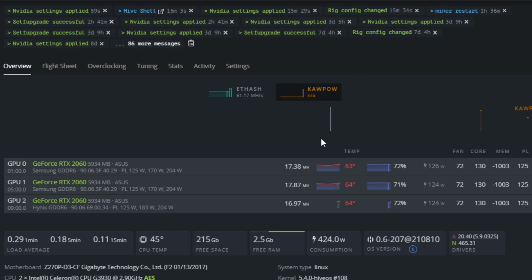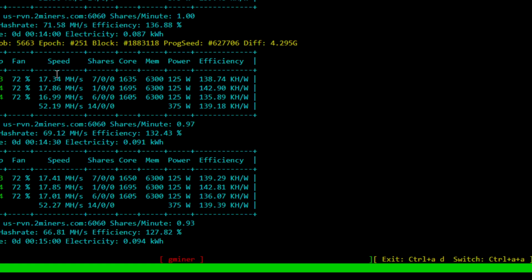With these settings, I'm able to achieve anywhere from about 16.5 to 18 megahash, depending on your GPU memory type. For these two up top here, we have Samsung memory. For the bottom GPU, that is Hynix memory, and the Hynix memory from my testing does get a slightly lower hash rate due to the higher power consumption for the Hynix memory chips compared to Samsung, or that's what I'm speculating anyways. Here, looking in G minor, you can see the hash rates live.